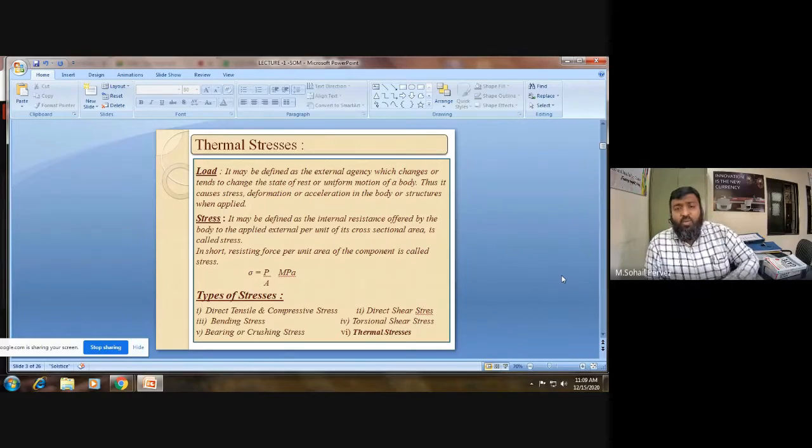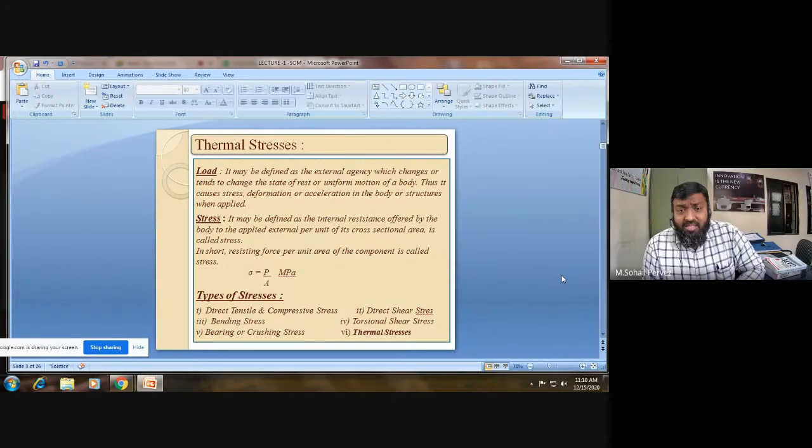Load. When we say load or force, it may be defined as an external agency. When I say external agency, it means a material body will experience load from outside only. This is the very basic element in the strength of materials. When we talk about a body, it would be a material body, not the human body, because all the studies are carried out for material bodies, say steel, aluminium, cast iron, wood, rubber, plastic. All these are material bodies.